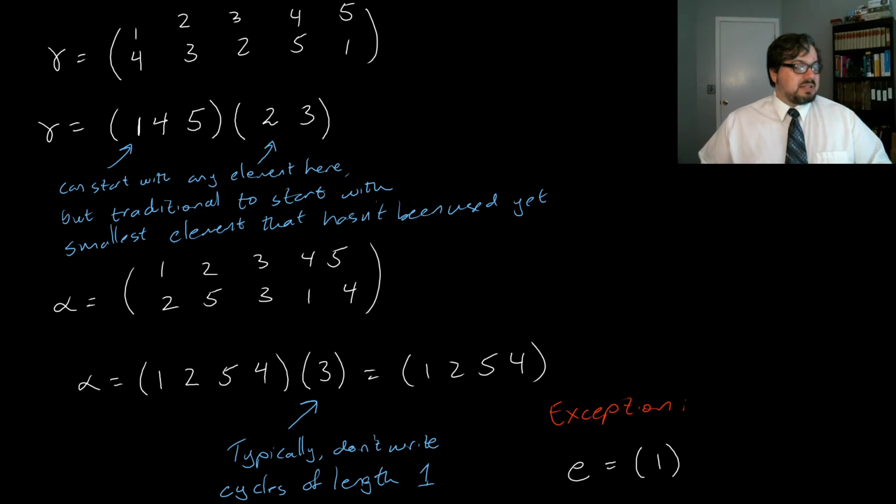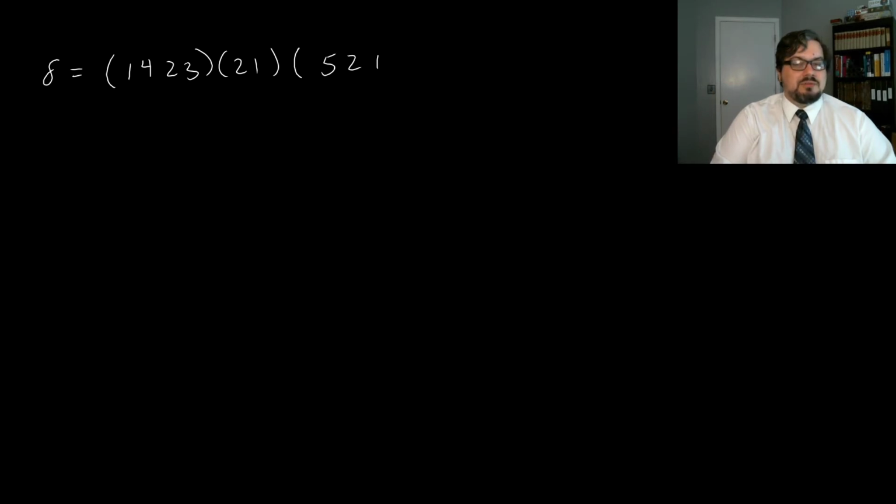Okay, so this is how we can write down permutations using cycle notation. We can also look at multiplying cycles together using cycle notation. So let's look at that. Let's let delta be the permutation that we get when multiplying the permutations defined by these cycles together: (1 4 2 3)(2 1)(5 2 1 3)(4 5).